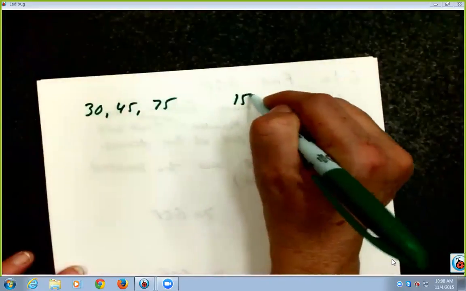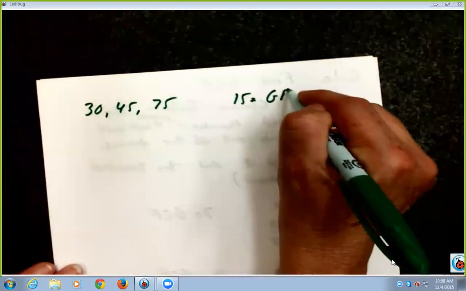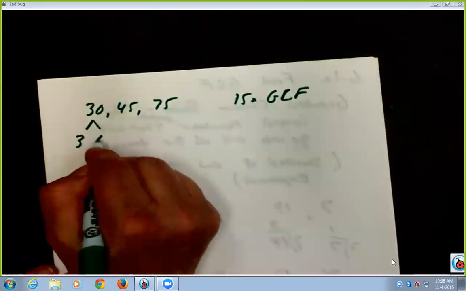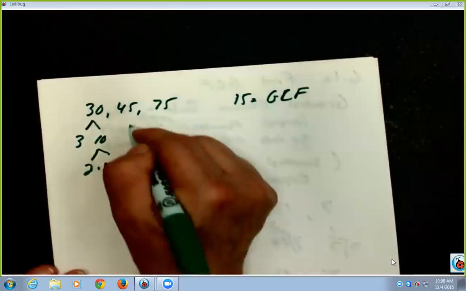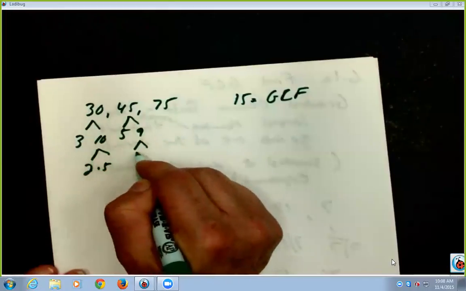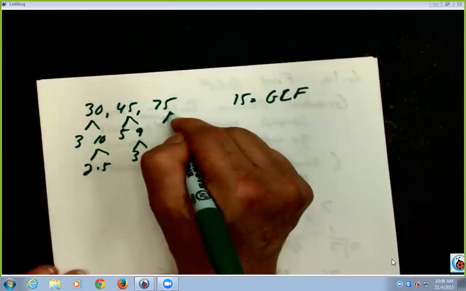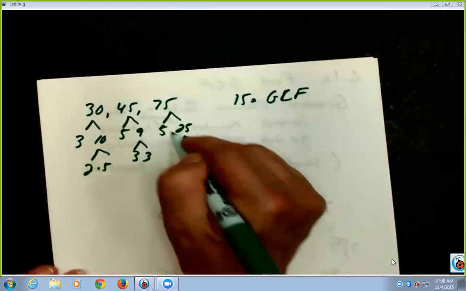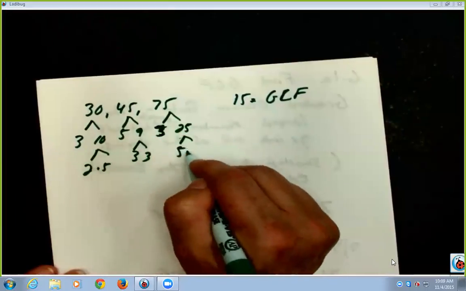So what if we had 30, 45, and 75? 15? Everybody agree? You guys see 15 or not? So 15, it might be harder to see. So if we break 30 down, we get 3 times 10. 10 is 2 times 5. 45 is 5 and 9. And 9 is 3 and 3. And 75, we can break it down to 5 times 25. 25 is 5 times 5.